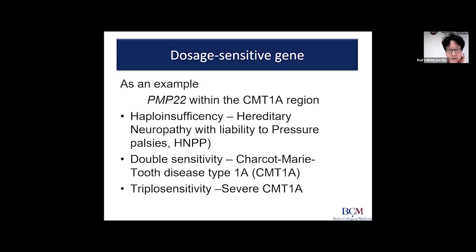In short, it is hereditary neuropathy with liability to pressure palsies. When it's duplicated, then you would have CMT1A. If it's triplicated, then you have a very severe CMT1A. So that's what we call a dosage sensitive gene, because for this gene, different dosages would manifest different phenotypes.